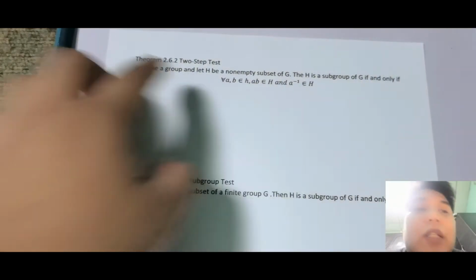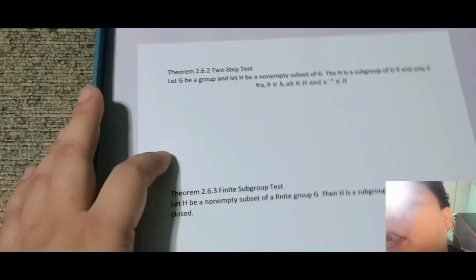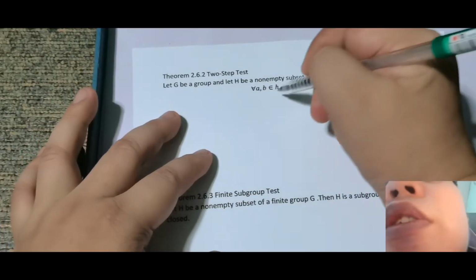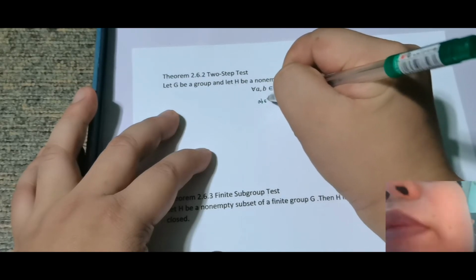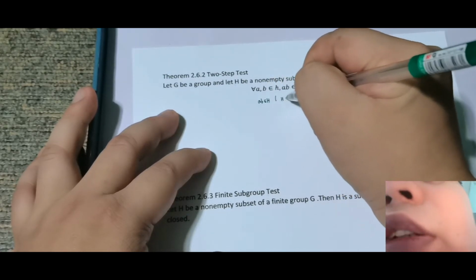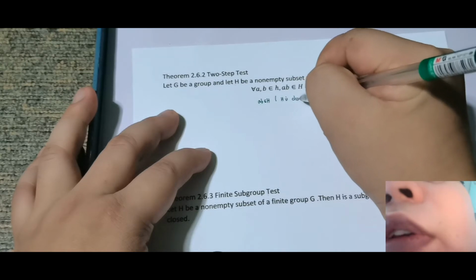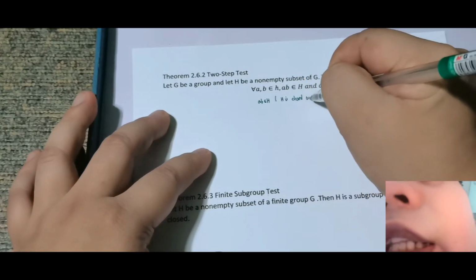So let me call this one for now. The a b element of H, so that is closed under operation. So meaning a b element of H, always remember, a b element of H means H is closed under the operation.